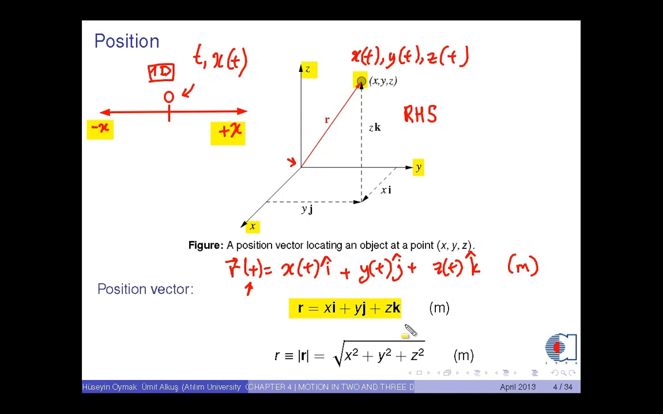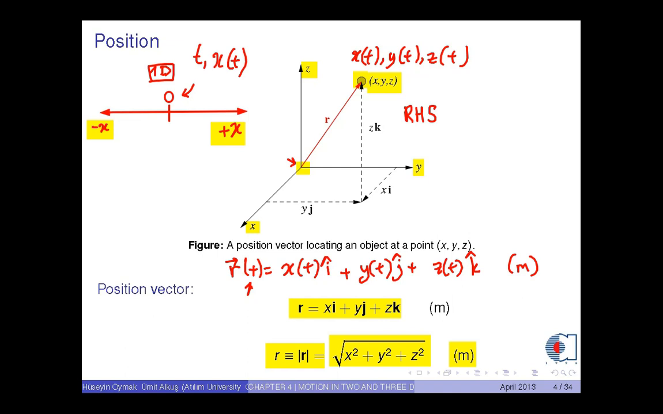The magnitude of the position vector whose tail is at the origin and whose head is at the point xyz is calculated by applying the Pythagorean theorem twice, as we discussed in Chapter 3. As a result, we obtain the magnitude of vector r as square root of x square plus y square plus z square, and it has the unit meters. In other words, this is nothing but the distance between the origin and the position or location of the object.